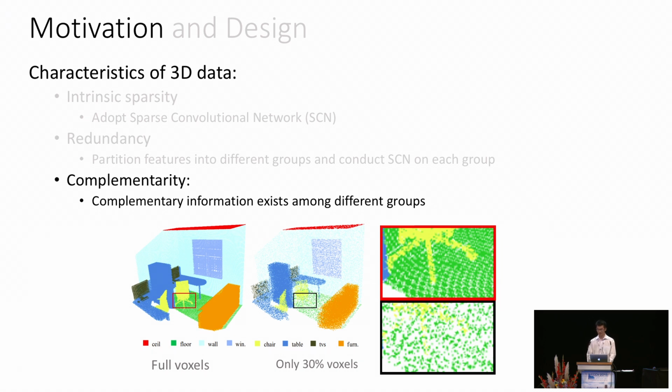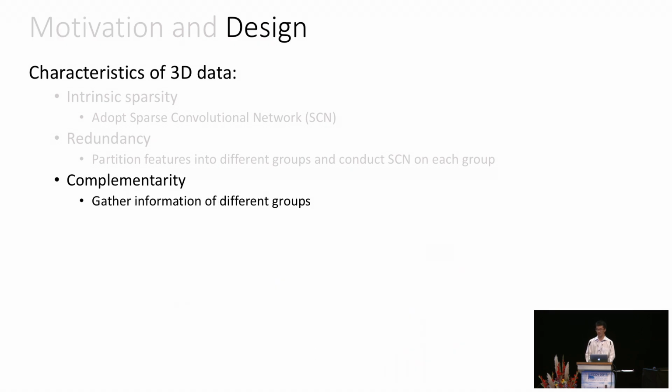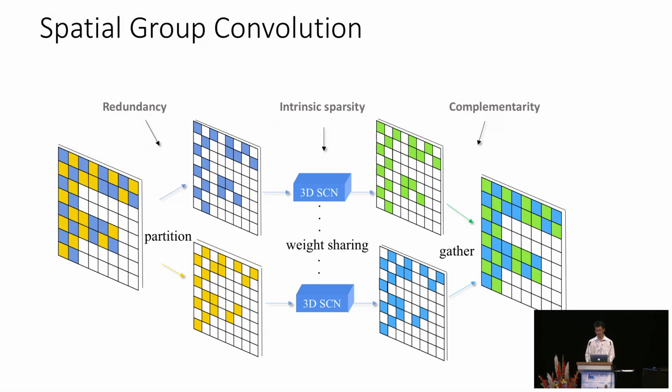Thirdly, we notice there exists complementary information among different groups after partitioning. Giving only partial voxels makes it hard to recognize small and thin objects. So, in order to utilize the complementary information, results of different groups are gathered for further processing. We call the operation containing these designs a spatial group convolution.